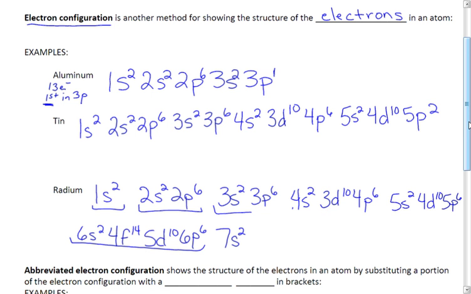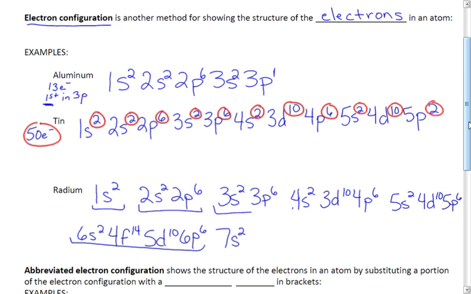Now, a way you can double check your work: we didn't write it down, but tin was number 50. That means it's going to have 50 electrons. If you take all of these exponents that you wrote, the small numbers that are up top, and you add those together, that will give you the same number. So if you wanted to double check, you would just add all of these numbers up, and you could either work it out on paper or in your head, and that should add up to equal the atomic number for that element. So just a way to double check your work.